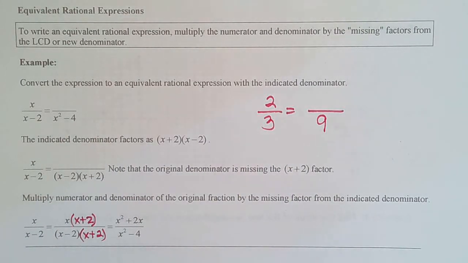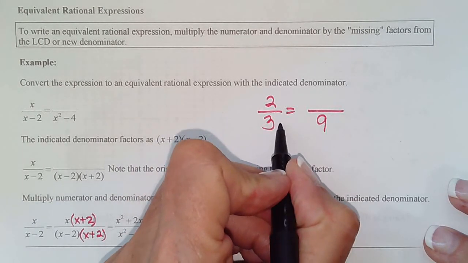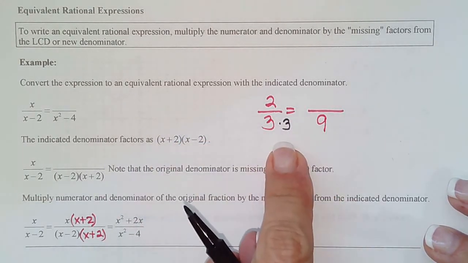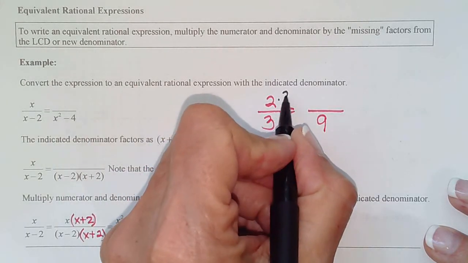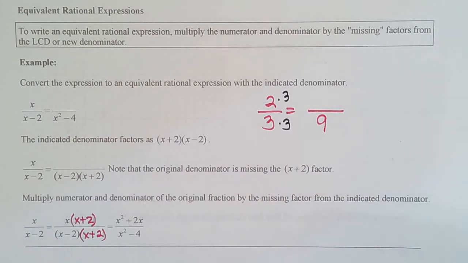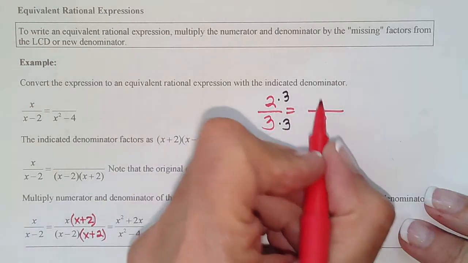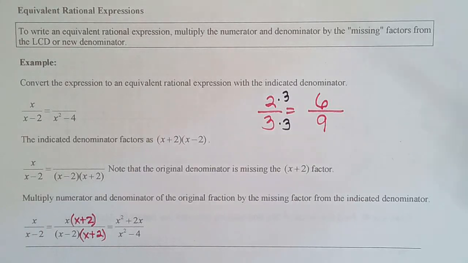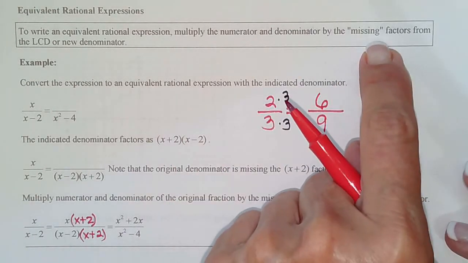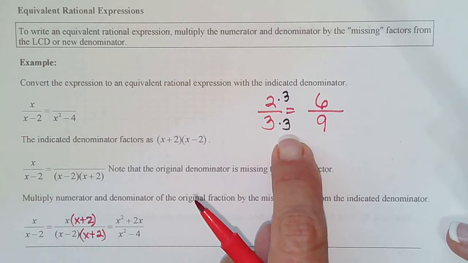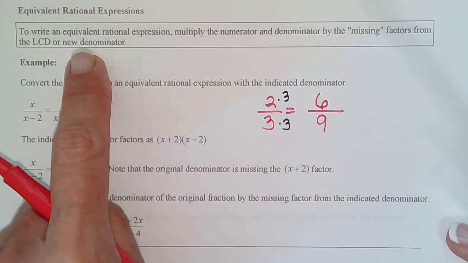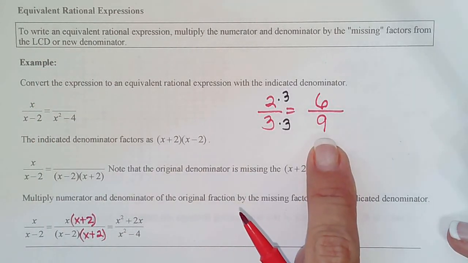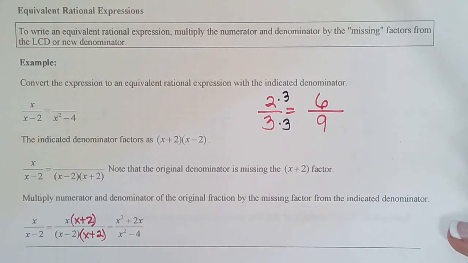So in your head you say, 3 times what gives me 9? 3. Whatever I multiply the denominator by, I must also multiply the numerator by. And so I find out an equivalent fraction to 2/3 is 6/9. So I provided the missing factor, which was 3, so I could have a new denominator, which is the LCD. So we're going to be doing that same process, but just now with polynomials.